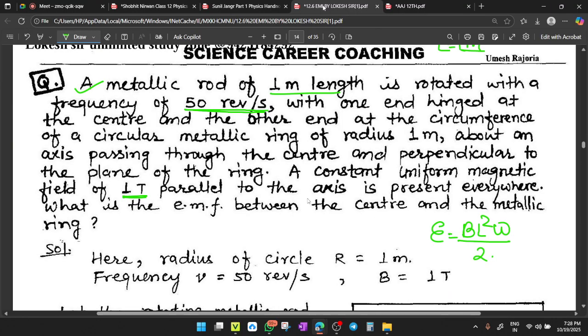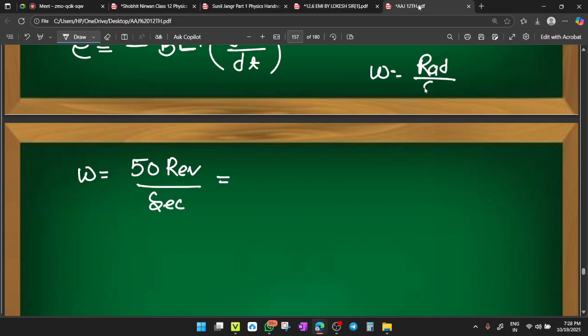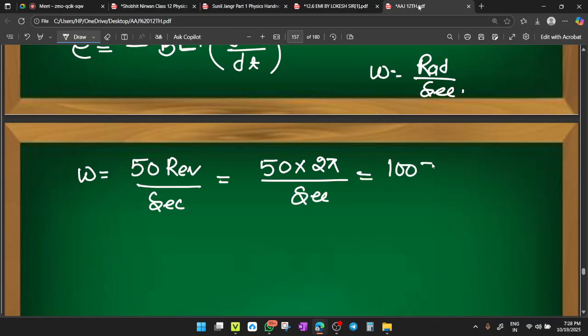Clear or not? Now this is omega, given here as 50 revolution per second. But revolution is not the SI unit. The unit of omega is radian per second, so you have to convert into radian. 50 multiplied by 1 revolution equals 2 pi radian per second, so your omega is equal to 100 pi radian per second. Now you can apply the formula.